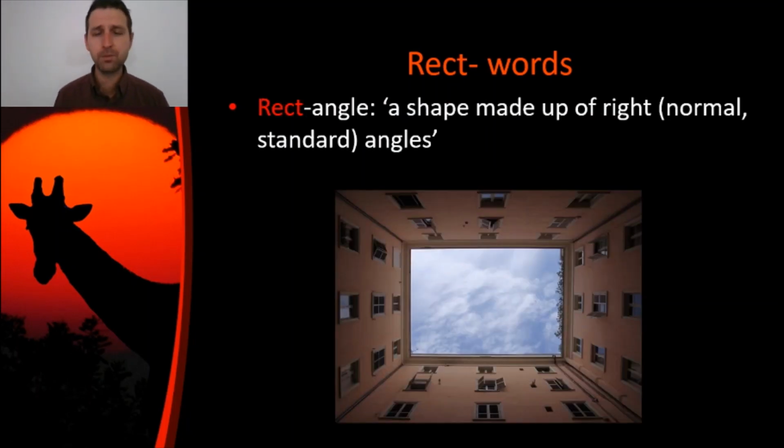What else do we get from this? We get rectangle. You see the reg there in the rect in rectangle. What is a rectangle? It's just a shape made up of right angles. You have right angles at the corners of it.